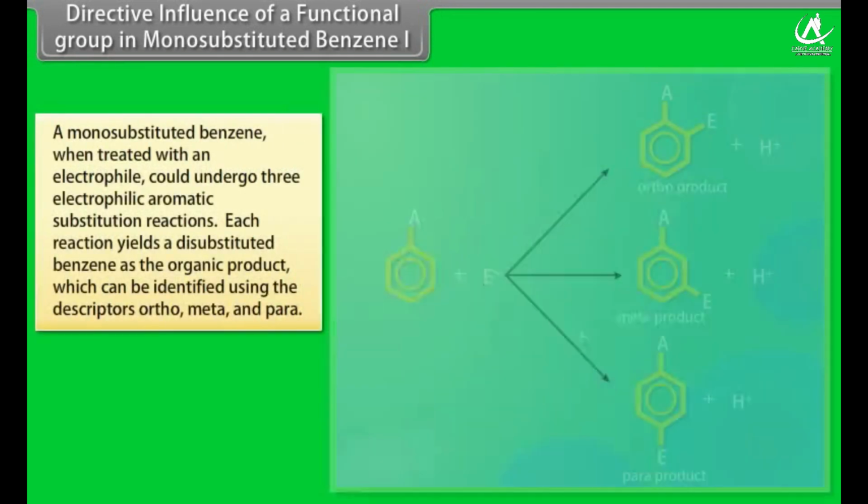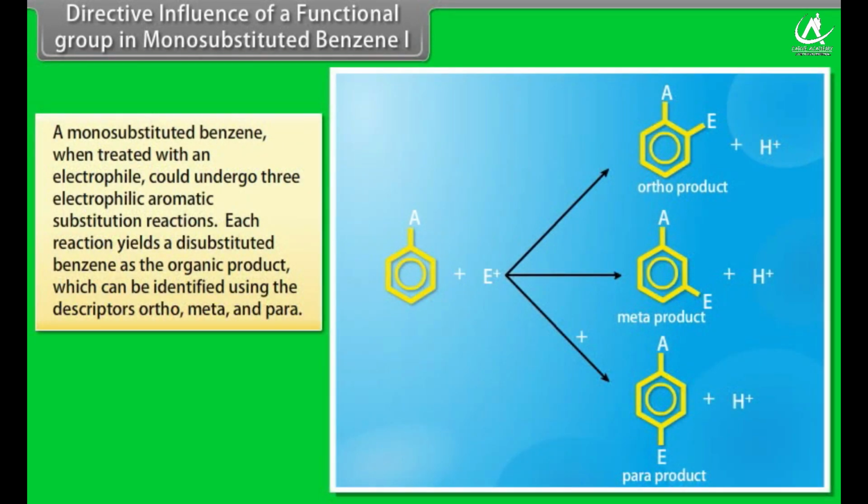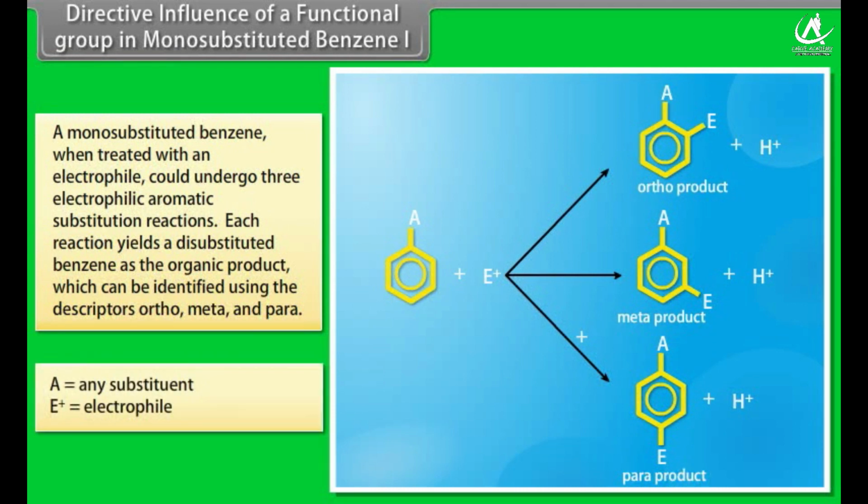Directive influence of a functional group in monosubstituted benzene 1. A monosubstituted benzene, when treated with an electrophile, could undergo 3 electrophilic aromatic substitution reactions. Each reaction yields a disubstituted benzene as the organic product, which can be identified using the descriptors ortho, meta, and para. A is equal to any substituent. E plus is equal to electrophile.